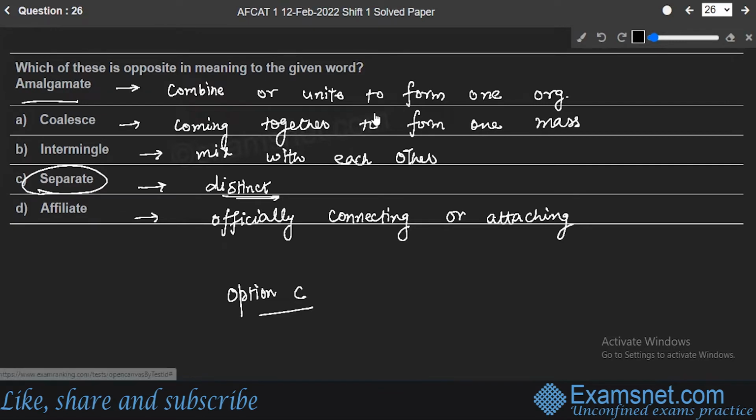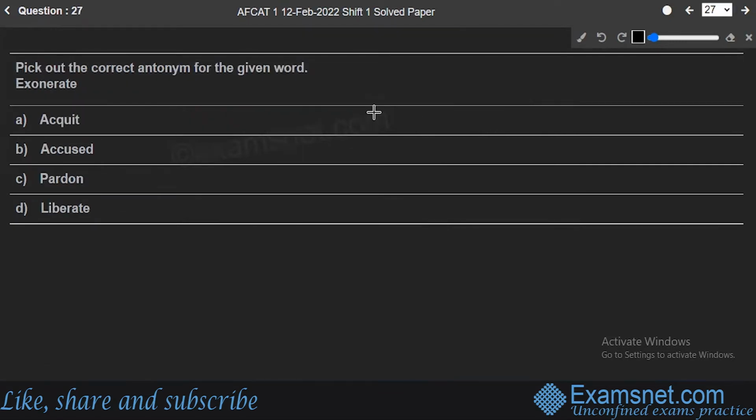Next question 27. Pick out the correct antonym, that is again the opposite word to the given word. Exonerate. The options are acquit, accused, pardon, and liberate. Let's write down again the meanings of these words so that we can find out the correct option. So the very first word is exonerate.